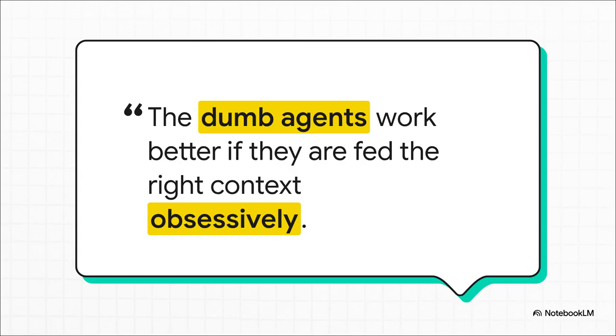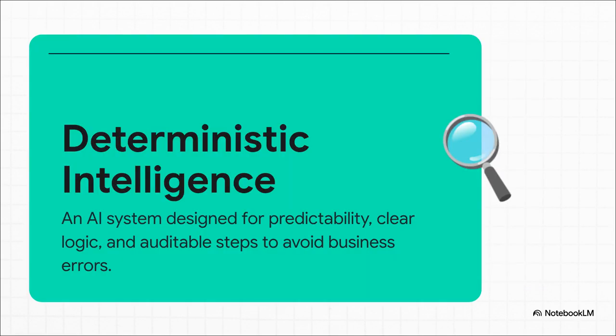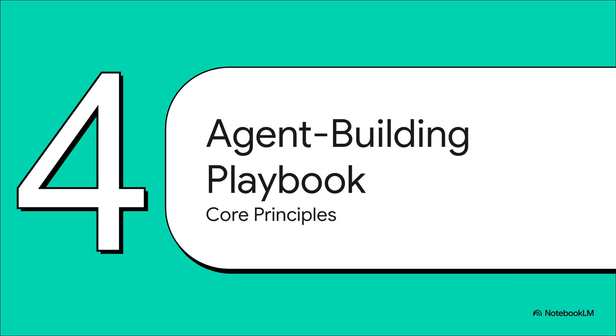So you see, we're not aiming for some sci-fi general intelligence here. What we're really aiming for is something we can call deterministic intelligence. And this is a really important distinction. We all worry about AI hallucinating, just making stuff up. But in a business setting, the much bigger risk is an agent making the wrong call because of ambiguity. It didn't hallucinate, it just followed your unclear instructions perfectly. Deterministic intelligence is all about designing a system that avoids those business logic mistakes by making every single step predictable and easy to audit. All right, so how do we actually build for that kind of predictability?